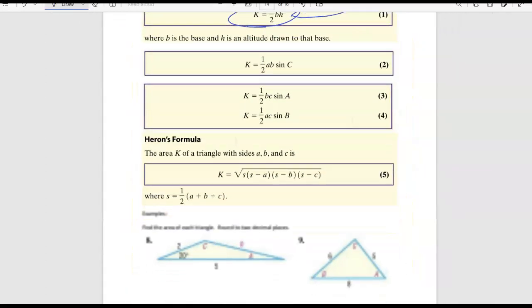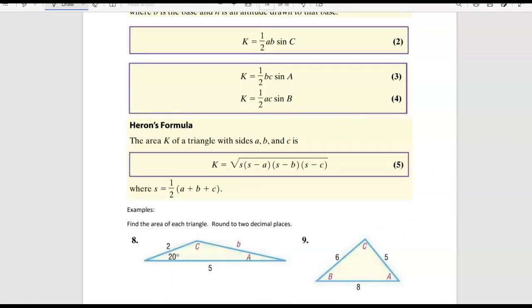Okay, so an example of that would be like example 8. What if we have that? We can't use 1/2 base times height because the height would actually be this guy. And could we find it? Probably, but it would take a lot of work to be able to get there.